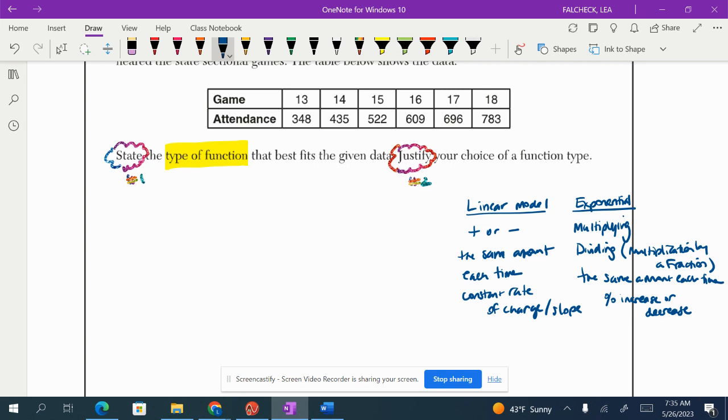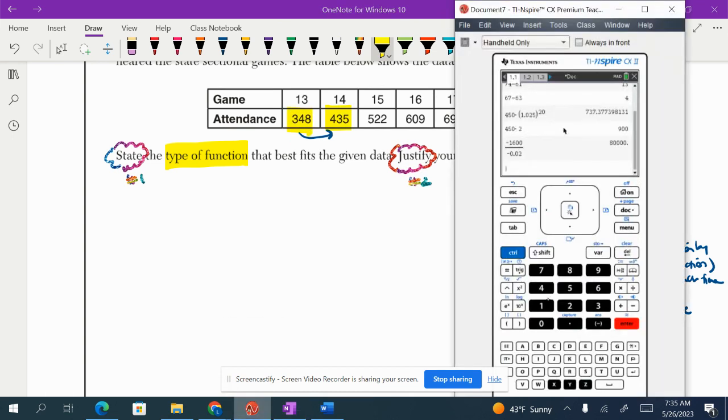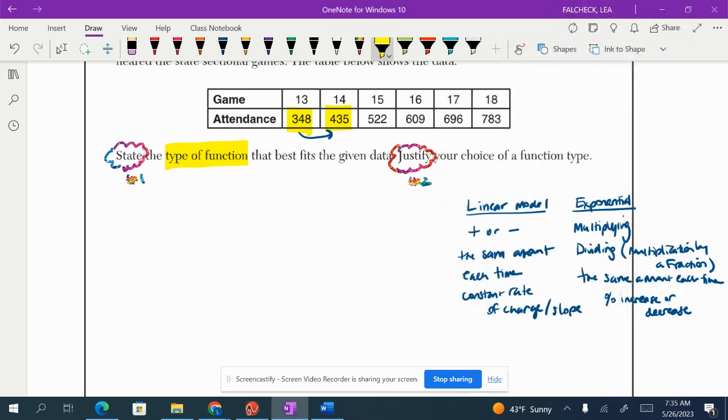Okay, so let's go ahead and test whether we are adding or subtracting or multiplying and dividing to get from this number to this number. The way that you can test that is take the second number, 435, and subtract the number that came before it. So 435 minus 348, and you would get 87. So we added 87 to 348 to get to 435.